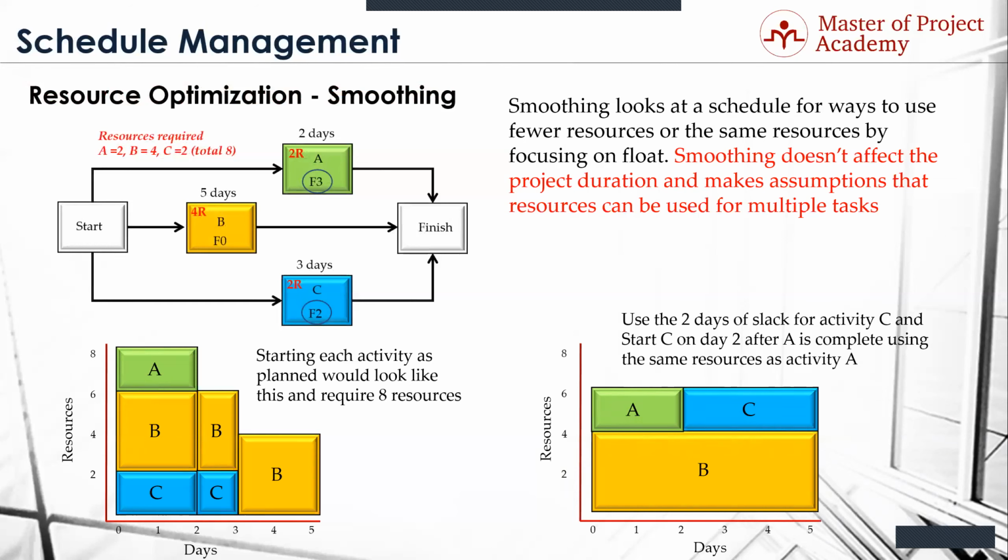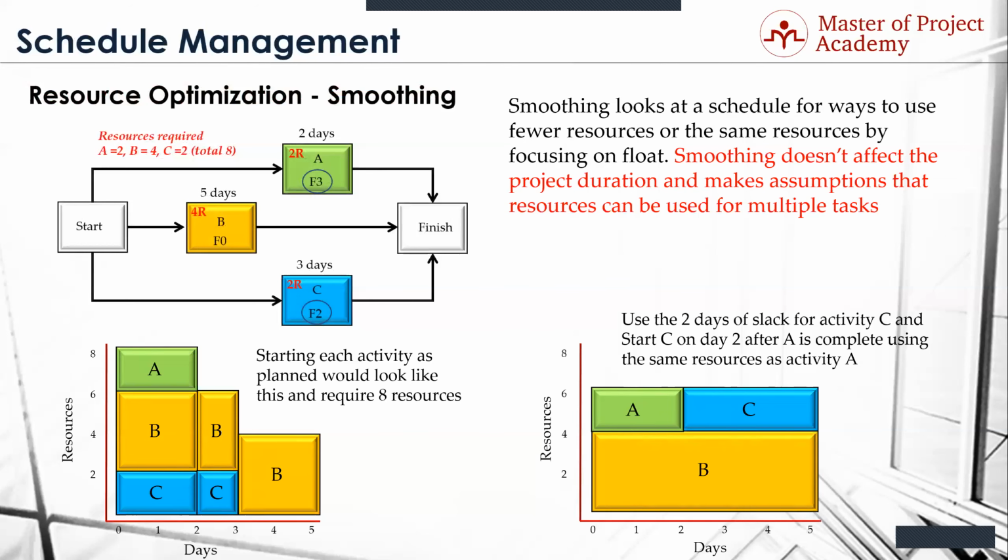Now there are some issues here. Number one, we're making an assumption that the same 2 resources that do A are doing C. And if activity A was a graphical design problem and C was a painting problem, we may not be able to do this. But you can see now, did we change the duration? Nope. 5 days. Did we use fewer resources? Yep. And that's what smoothing is.